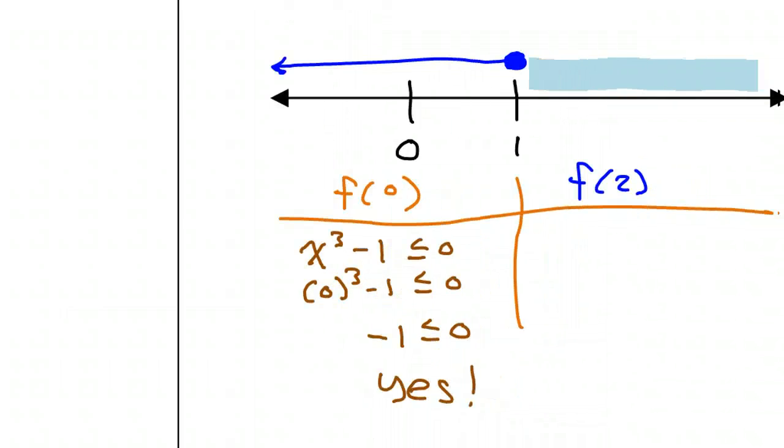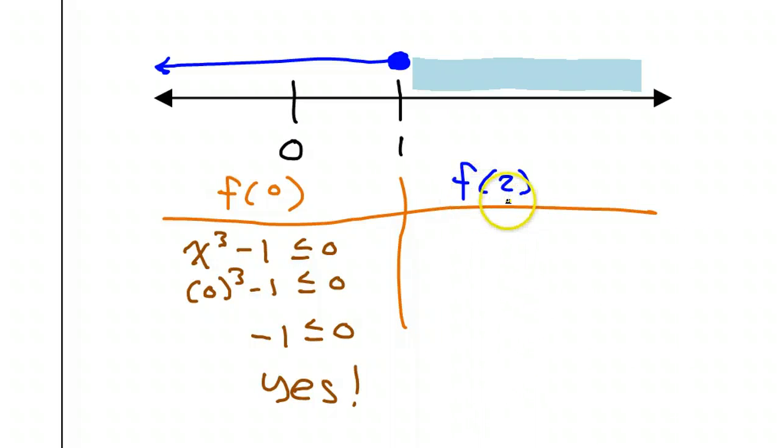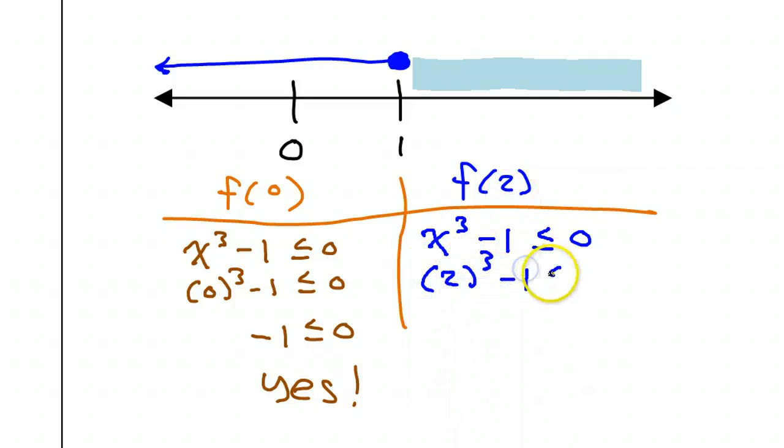Now on the right, let's test f at 2. Again, we're talking about x to the third power minus 1 is less than or equal to 0. So that means 2 to the third power minus 1 is less than or equal to 0.